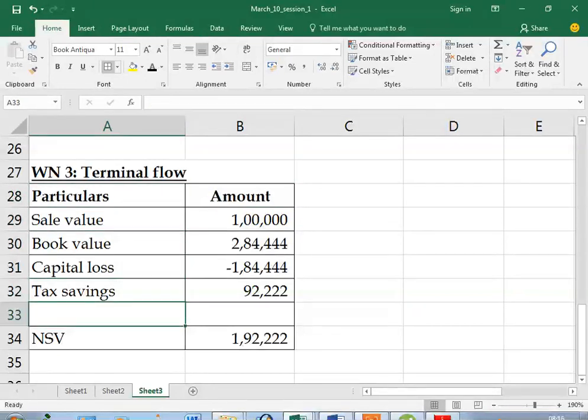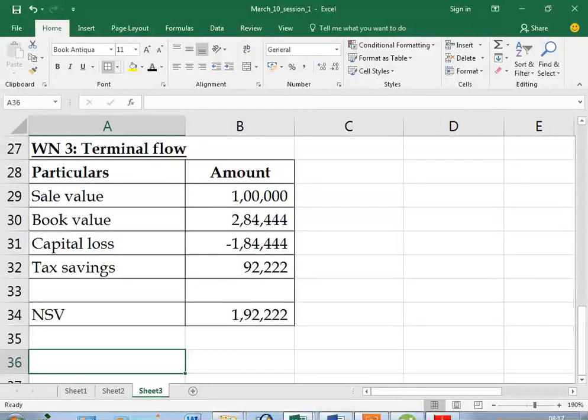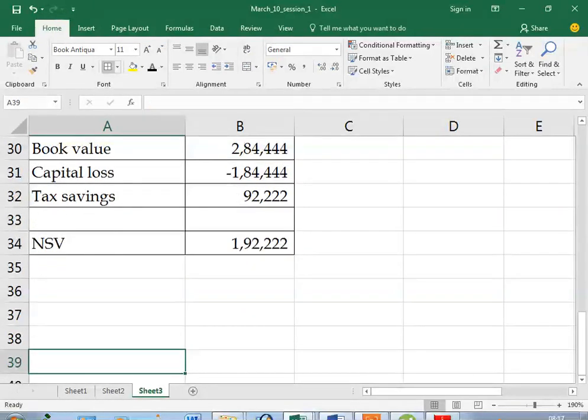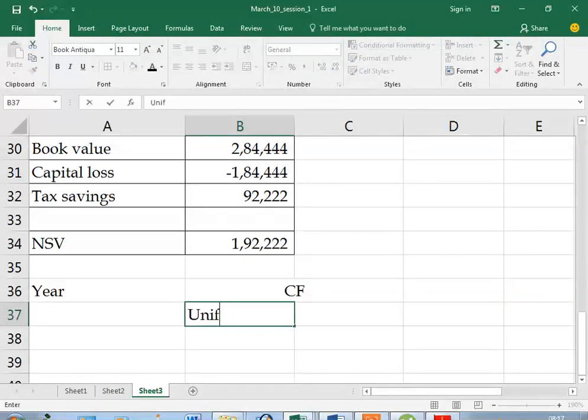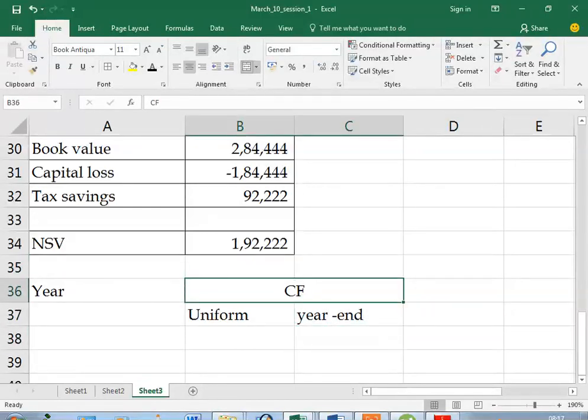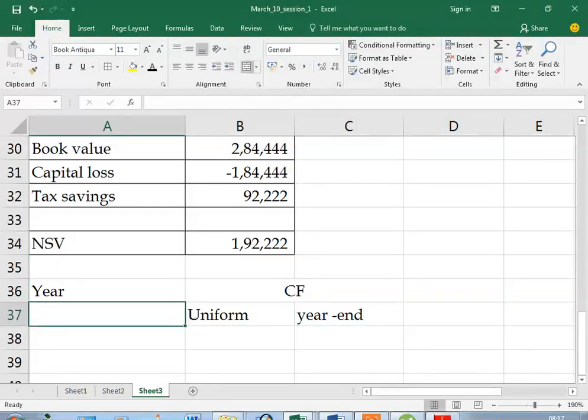Any doubts on this? Now I'll take you through the NPV calculation. Any doubts on the terminal flow? Now please listen. Here cash flow. Normally cash flow used to be one column. This question it will be two columns: uniform and year end. It will be uniform and year end. Because there are two types of cash flows.